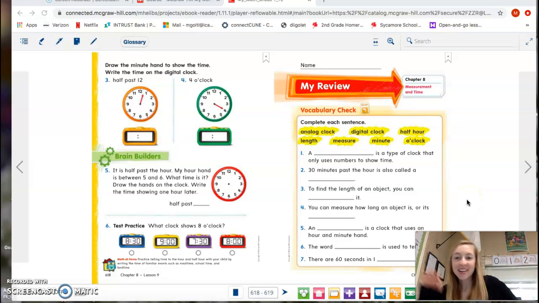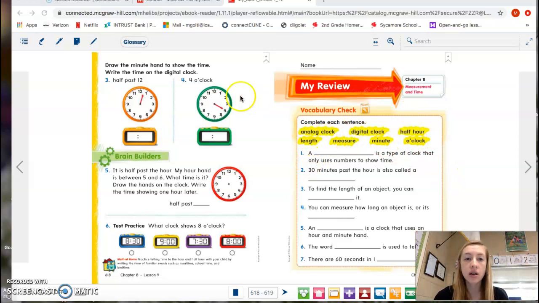Hi, first grade. We are doing my review for Chapter 8 because we've got a test coming up very soon. I'm going to go through with you the instructions for the my review, and we'll do the vocabulary together as well. I will show the answers at the end, but we'll go through each question. It says, rewind. Let's first start by reading all of these words that we have for choices.